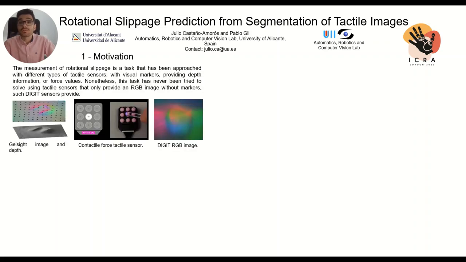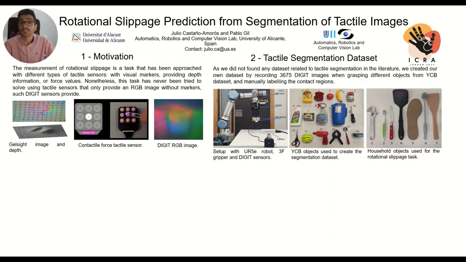This work is about implementing a system that is able to measure the angle of rotation produced by slippage using the vision-based tactile sensor known as Digit, that only generates an RGB image, instead of using other tactile sensors that generate richer information such as visual markers or force values.